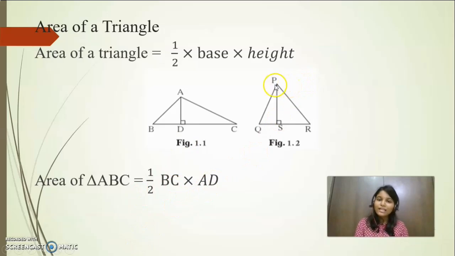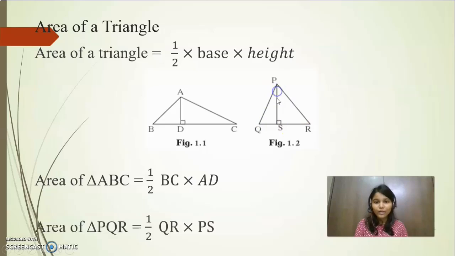Now let us find the area of triangle PQR. Can you all tell me what is the base and height of triangle PQR? Correct. QR is the base and PS is the height. So what will be the area of triangle PQR? It will be half into QR into PS.